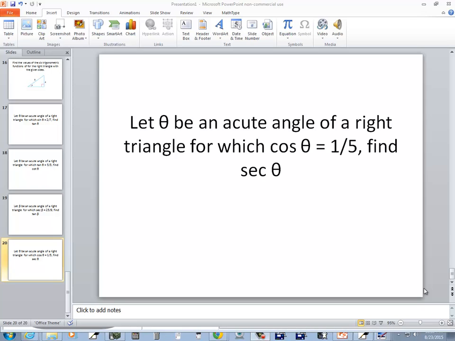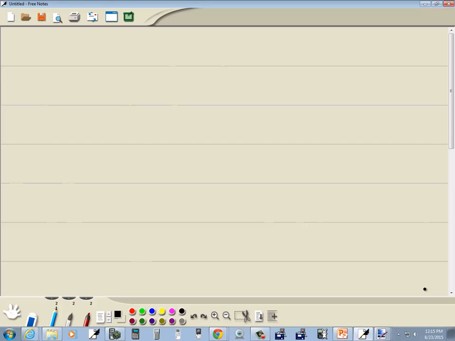Let's take a look at this problem. Let theta be an acute angle of a right triangle for which cosine theta is equal to 1/5. So cosine theta is equal to 1/5, and we want to find secant theta.